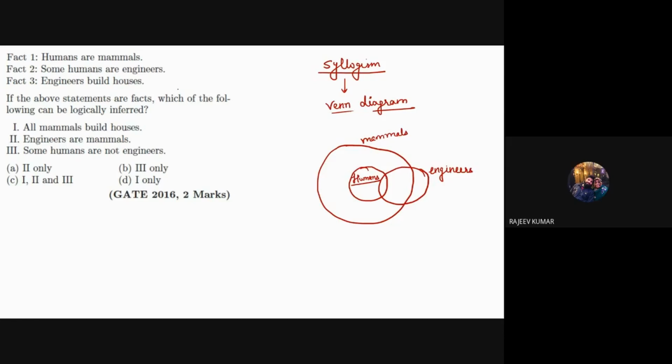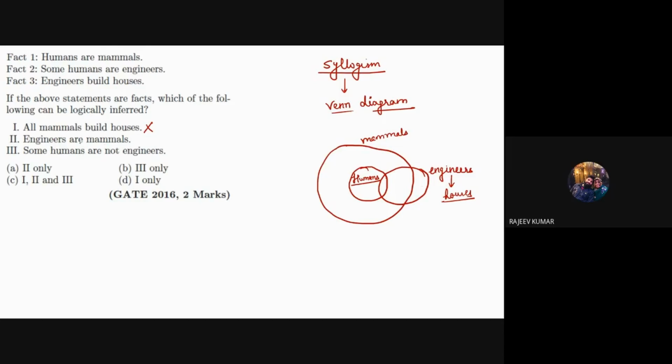Now engineers are those who build houses, right? So engineers, they build houses. Now if I talk about the conclusions, पहला conclusion ऐसा कहता है all mammals build houses. All mammals build houses. No, ये वाले mammals जो हैं they are building the houses. Rest of them are not building the houses. The first one is correct.